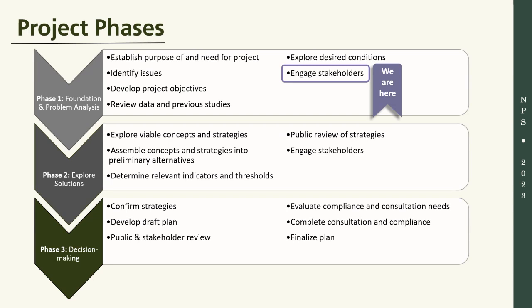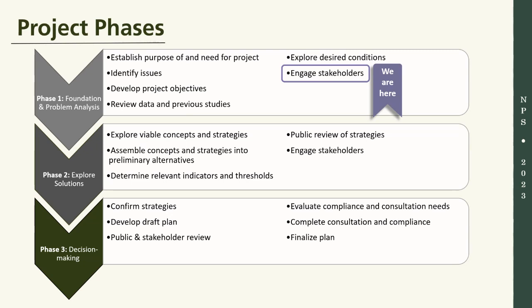From there, we're going to take all of those inputs, what we hear from you, what we've been working on and the previous planning looks like, and move into exploring solutions in phase 2. And this is where we'll start to look at what could we be doing, what should we be doing to move us from where we are to where we want to be on our goals and desired conditions. We'll be assembling those ideas into concepts and strategies, and eventually moving towards preliminary alternatives.